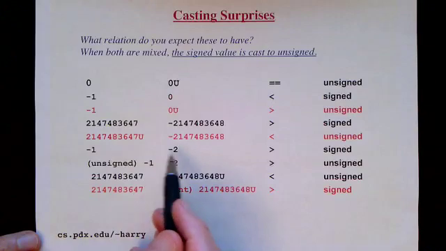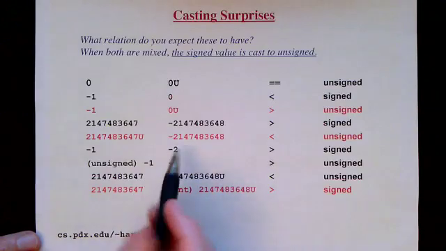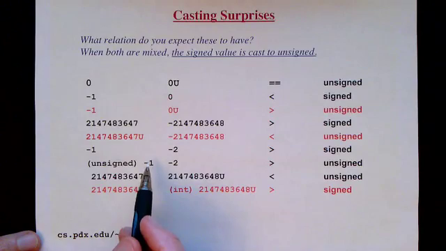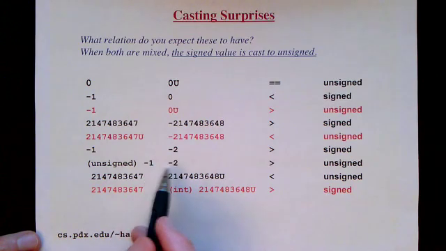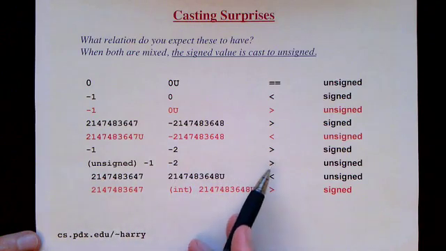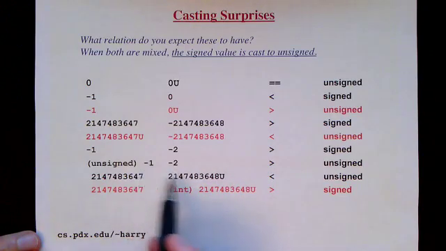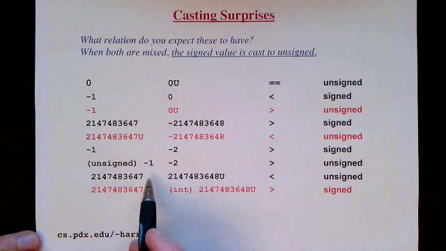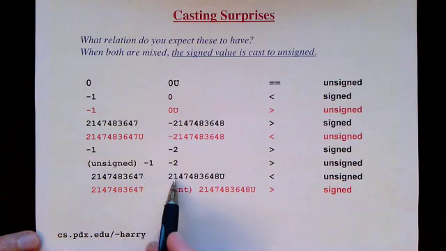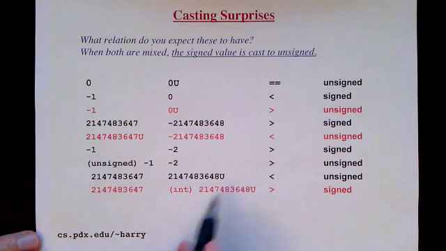Here we have two signed numbers, so the comparison works. Here we have an unsigned -1, and so both of these are converted to signed numbers, and since they're both negative, the comparison ends up working the way you expect. Here we have a mix, and this signed number is converted to unsigned, and it doesn't change value. So we have two positive numbers, and they compare the way you expect.